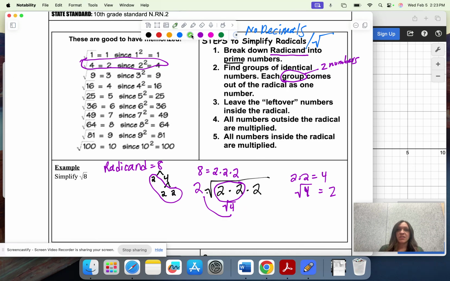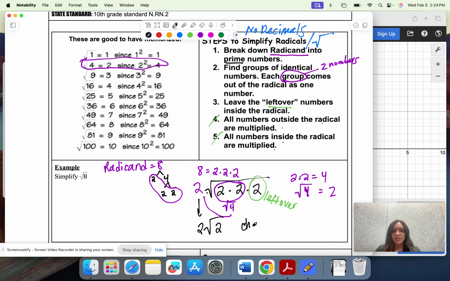And then sometimes there's going to be a leftover number. And it's the one that doesn't have a pair. So this guy that's all alone is our leftover. And sometimes we're going to get lots of numbers outside and inside. Not on this example. All numbers outside the radical are multiplied. All numbers inside the radical are multiplied. This does not apply to this example, but you'll see some that do. So for our example, we have a 2 on the outside and a 2 on the inside.